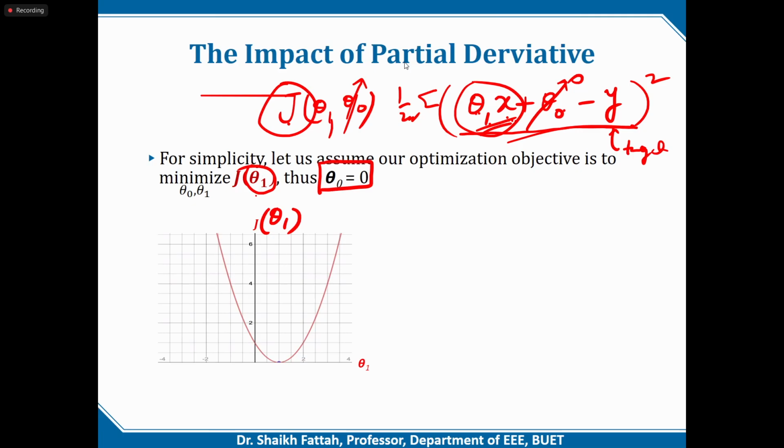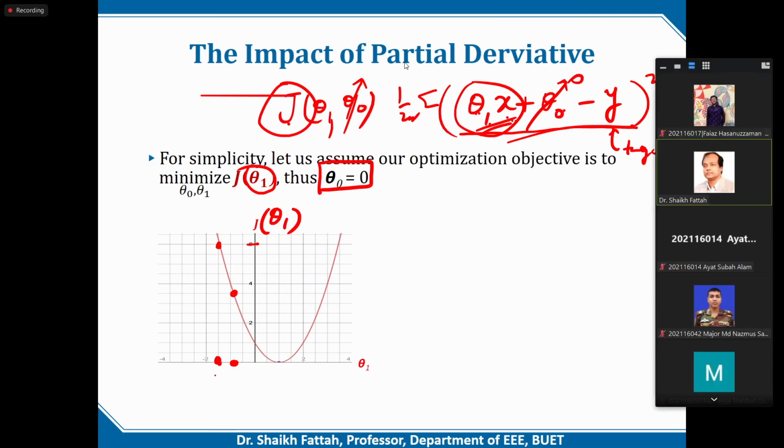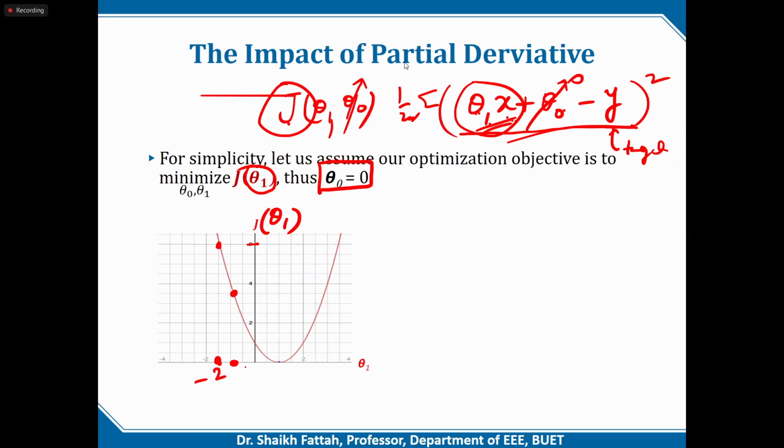I told you in the last class also. If you vary theta 1, this is your theta 1. This is your J. You change your theta. So you can see from here, let's say this is minus 2. This is minus 1. So if you want to change from minus 2 to minus 1, your theta value, the loss is decreased.